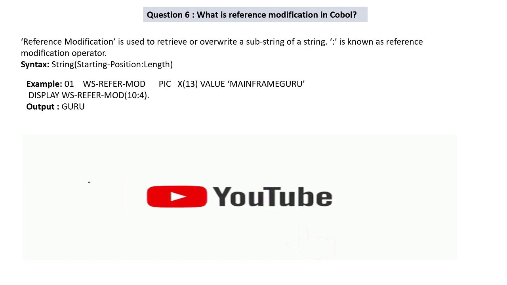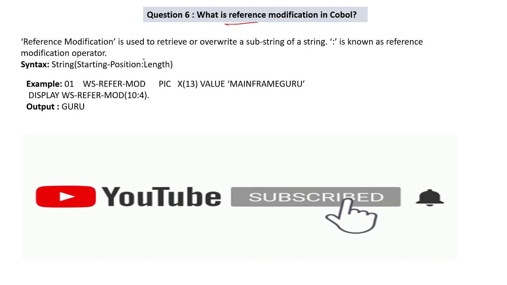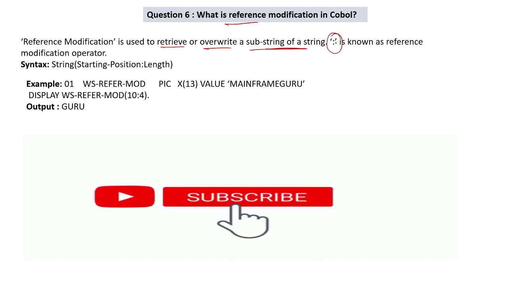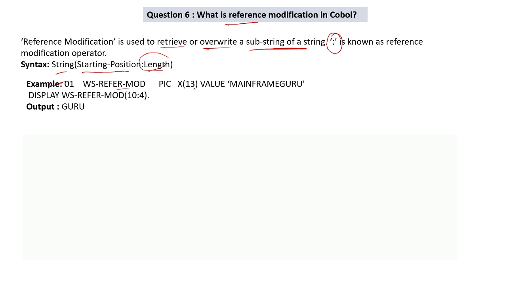The next question is, what is reference modification in COBOL? Reference modification is used to retrieve or overwrite a substring of a string. When you have a string, you can extract some substring from it using this operator, known as the reference modification operator. We select a starting position and how many bytes we want to select. For example, we have this variable and I want to select only the guru.